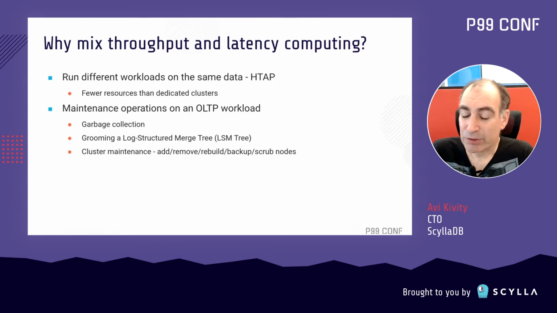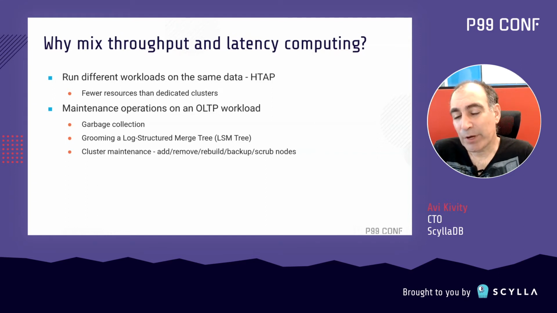Another case, which might be more common these days, is when you have an OLTP workload that has an internal throughput-oriented job that is required in order to maintain it. A typical example is garbage collection, where you have the memory management system running over all of the memory and weeding out memory that is no longer needed and compacting the other memory. More complicated examples are grooming a log structure merge tree. This is running compaction jobs in order to merge duplicate files and reduce the number of files that are needed to serve reads. And also cluster maintenance, where you're adding nodes or removing nodes, backing them up, rebuilding them.